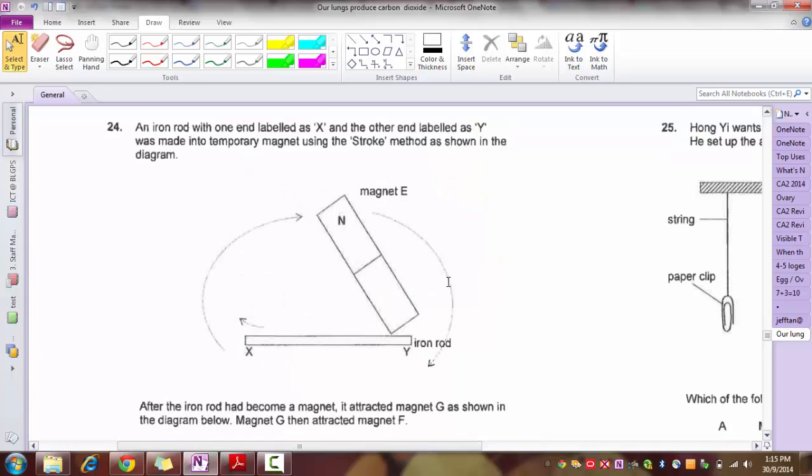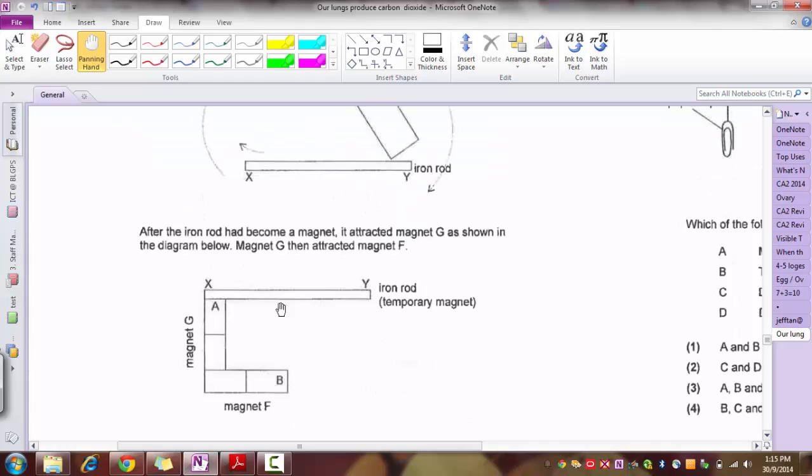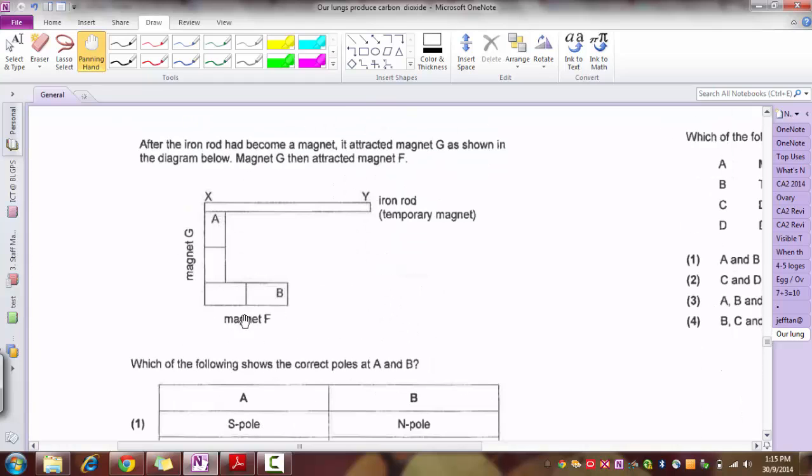Question 24. Iron rod. The iron rod is this here, X and Y, and it was stroked using the stroke method. After that, it was used to attract all the magnets like that. You're supposed to tell me which pole A is and which pole B is.